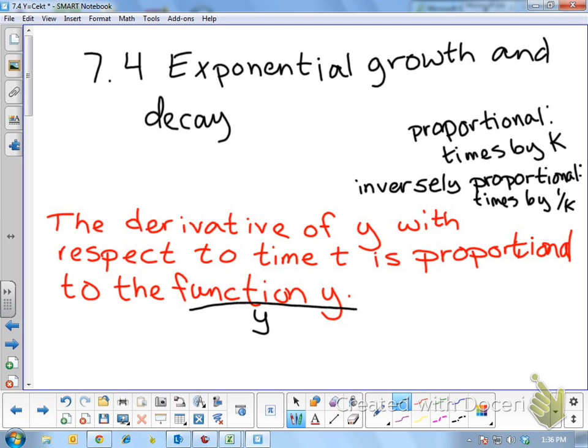Okay, so we talked about proportional, and now we know proportional is times by k. What else? There's some other math words. Derivative. Okay. So how can I write derivative of y with respect to time? dy divided by dt. So derivative is going to be dy dt.